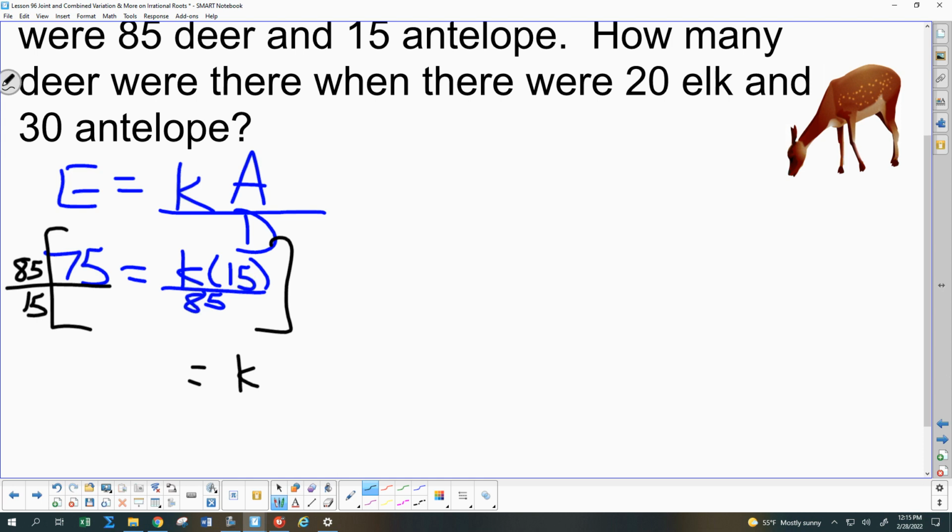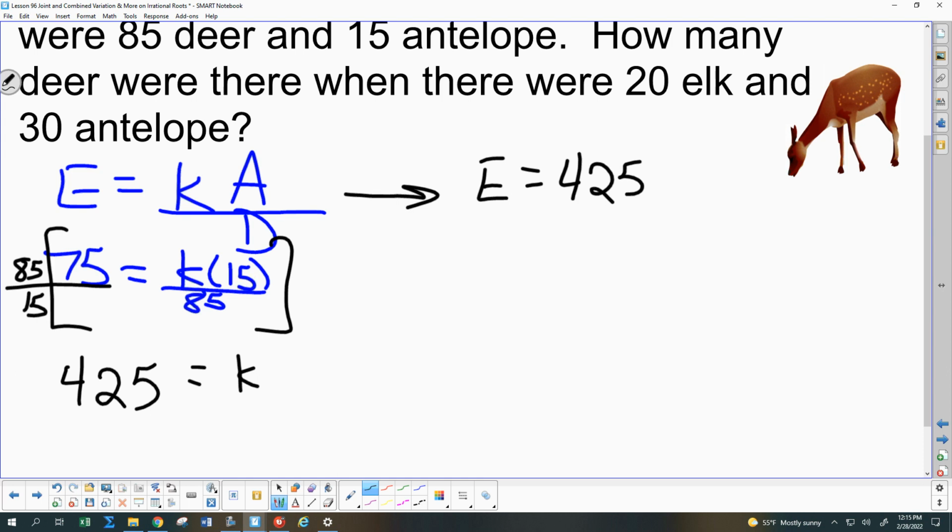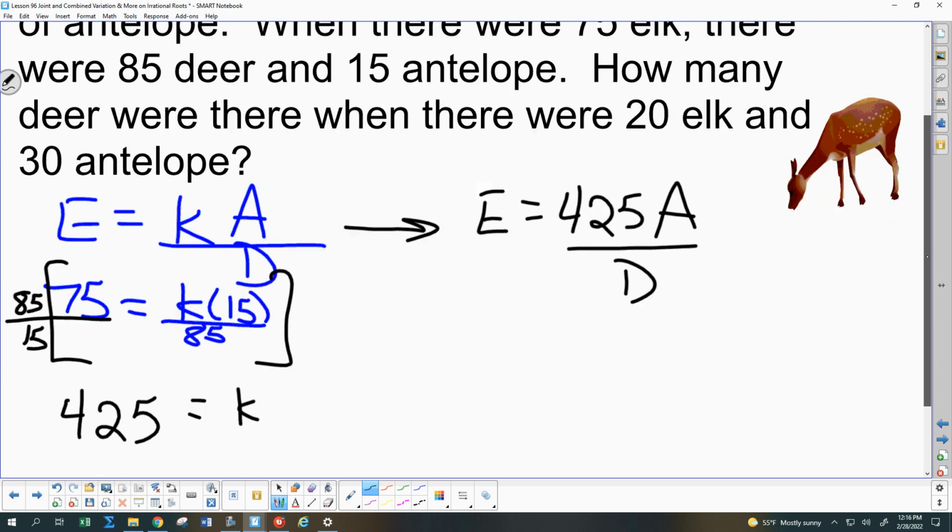Ethan, what'd you get? Thumbs up, thumbs down for 425. So then let's write down what our real formula is. E is 425 A over D. And again, always make sure we didn't have anything that was squared or the square root of or anything like that in the problem when you first start it.